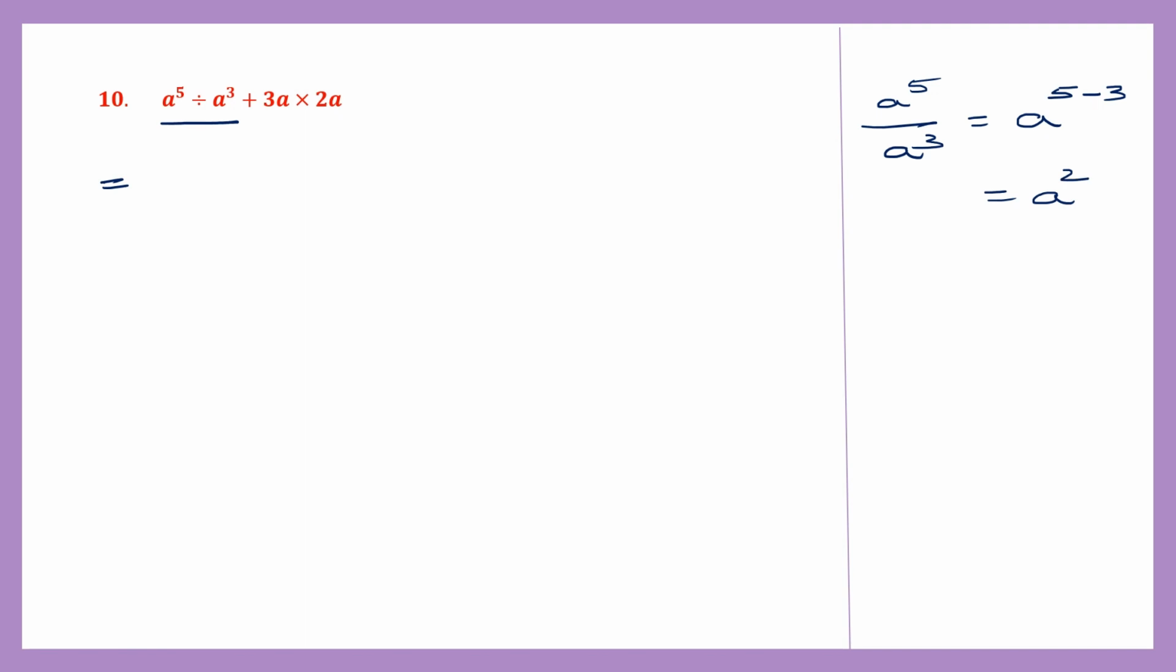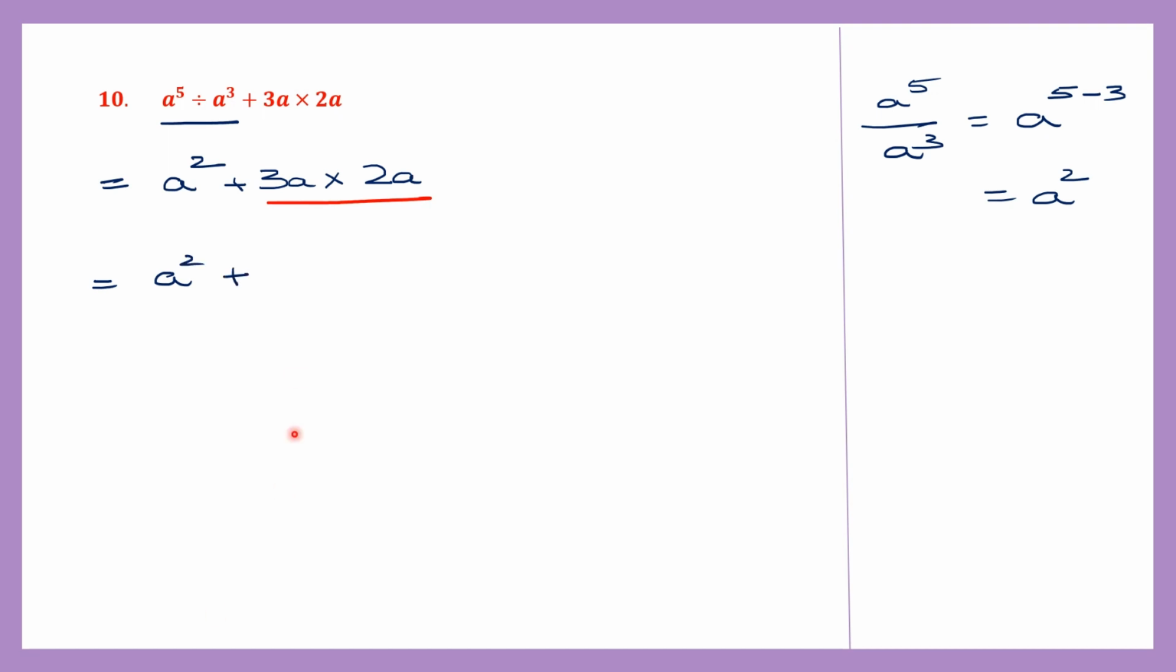So let's write that here, a to the power of 2. Then let's write everything else, plus 3a into 2a. Now what do we have here? We have addition and multiplication. According to BODMAS, multiplication has to be done next. That means we have to do this. So let's write what is already there. That is a square plus.